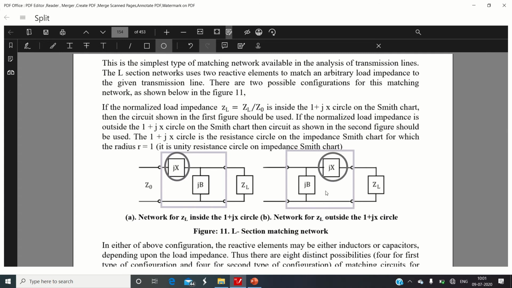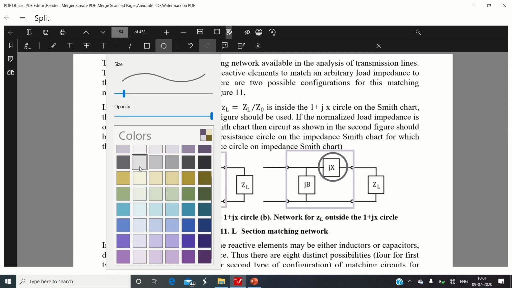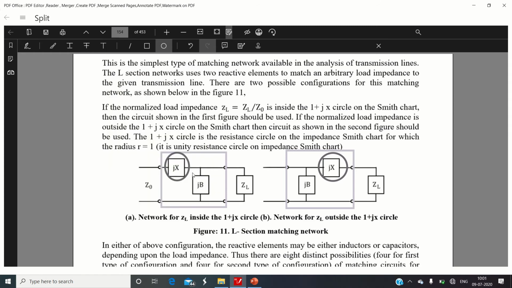There is another element called a shunt element or parallel element. This parallel element I will show in a different color. This parallel element is over here. So this is a parallel element which I have shown in a different color. Okay, so what is the L section network?